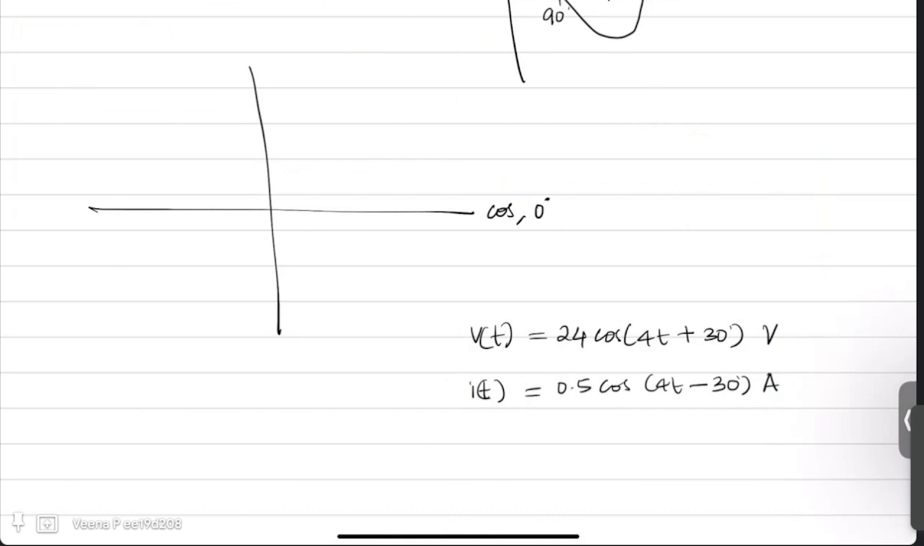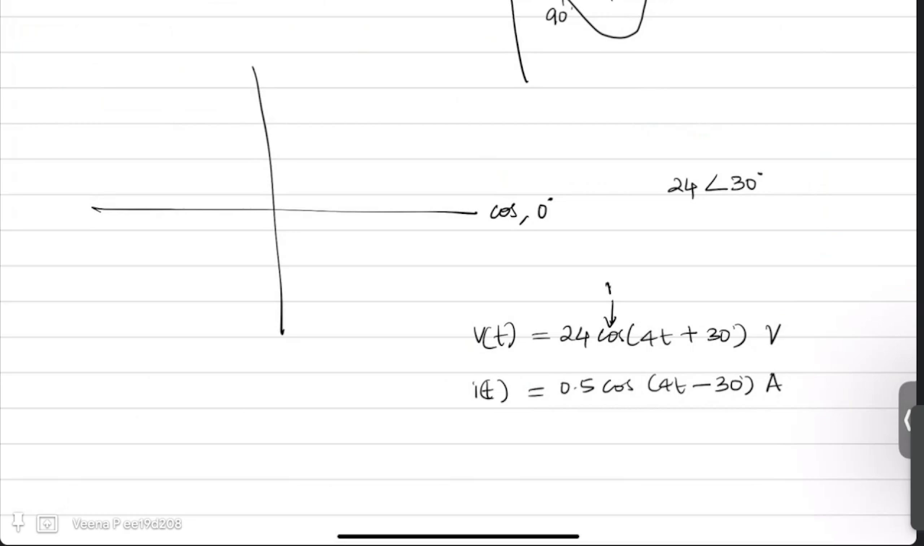Now v of t has magnitude 24 and angle 30 degrees from the reference. I have taken cos as the reference. So from cos 4t it is leading by 30 degrees. Each of these quadrants has a fixed frequency. The quadrant which I have drawn has a frequency of 4 radians per second. So cos omega t will lie on the reference axis, whereas cos(omega t plus 30 degrees) will be 30 degrees ahead of the cos axis. So this is my voltage. The voltage can be represented as a phasor with magnitude 24 and angle 30 degrees.